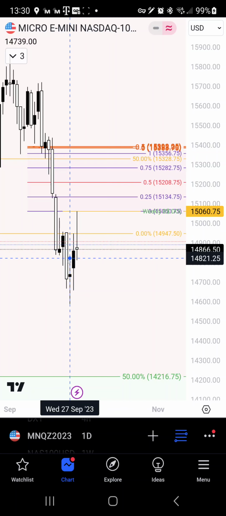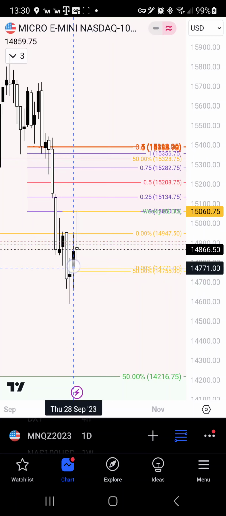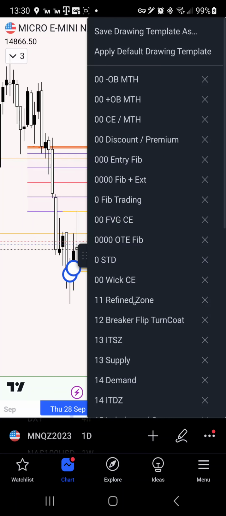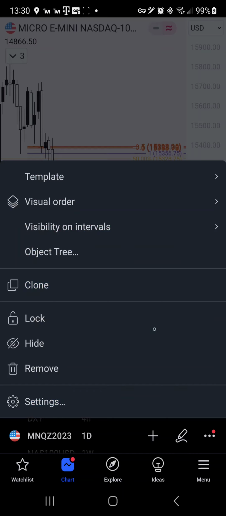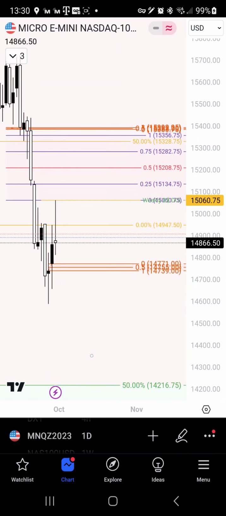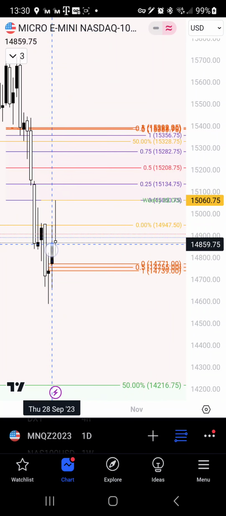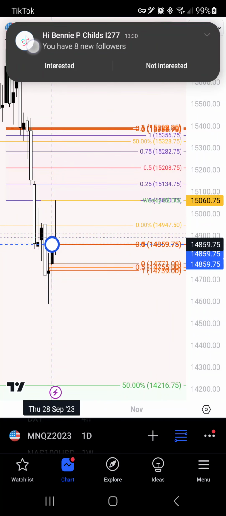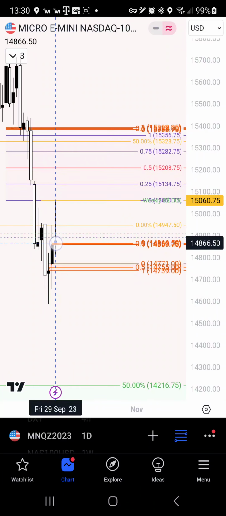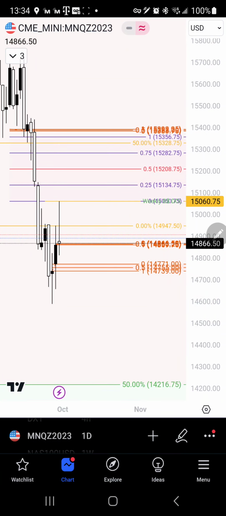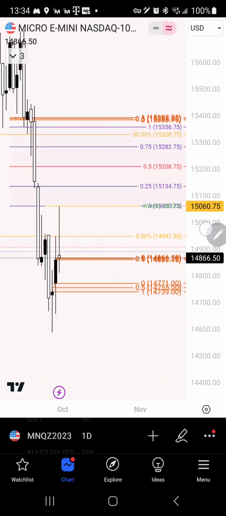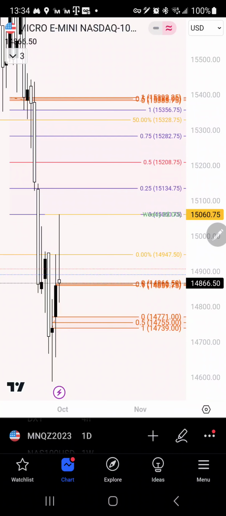My eye immediately goes to this volume imbalance. We also have a volume imbalance here. Again, we have this volume imbalance here as well. So we could see price revisit these areas and then shoot up.